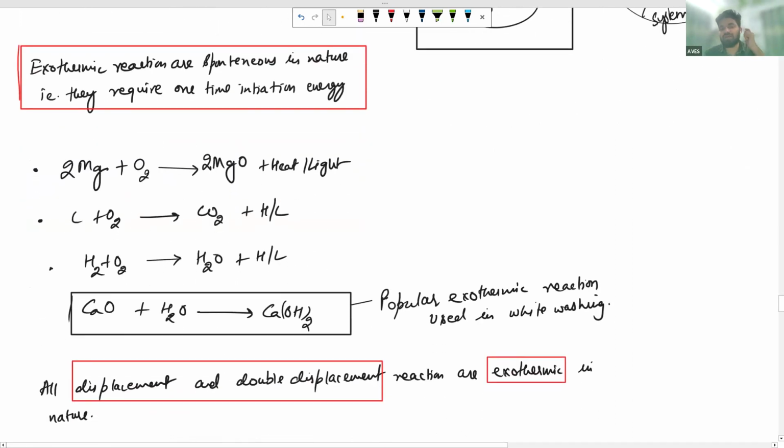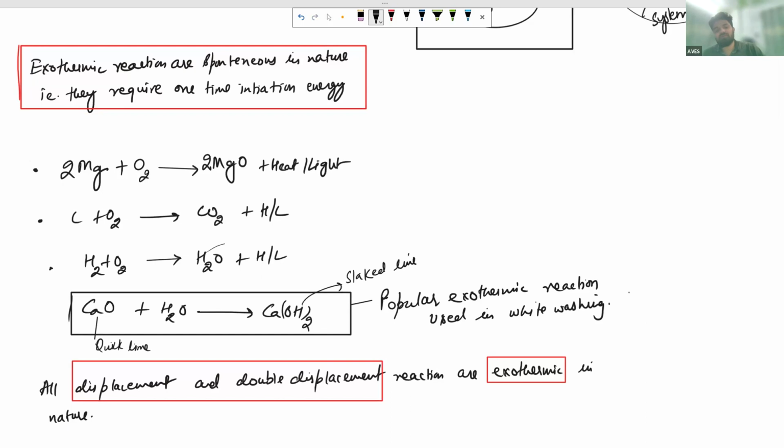So please note down the examples of exothermic reactions: burning of magnesium gives you heat and light, burning of carbon, and this is very popular: when you add water to quick lime, calcium oxide, it gives you slaked lime. This is known as slaking of lime. Note it down. The popular exothermic reaction is used in whitewashing.